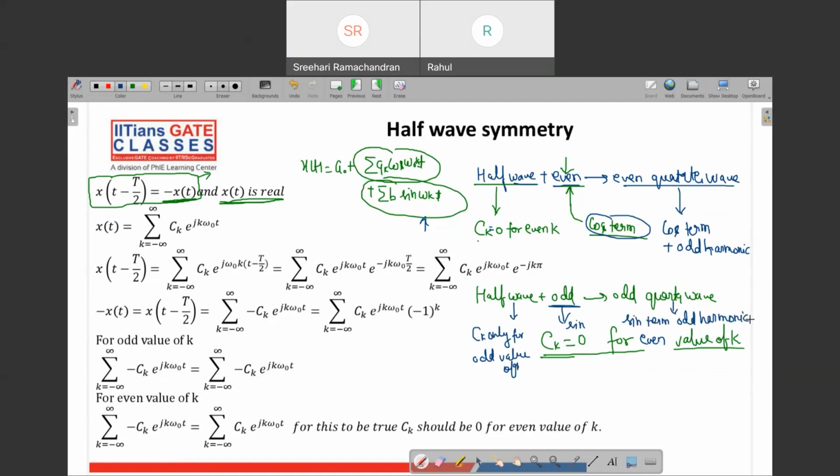Okay. Anyone has any doubt in this half wave symmetry and the quarter wave symmetry? Okay. Let me go to the next slide then.